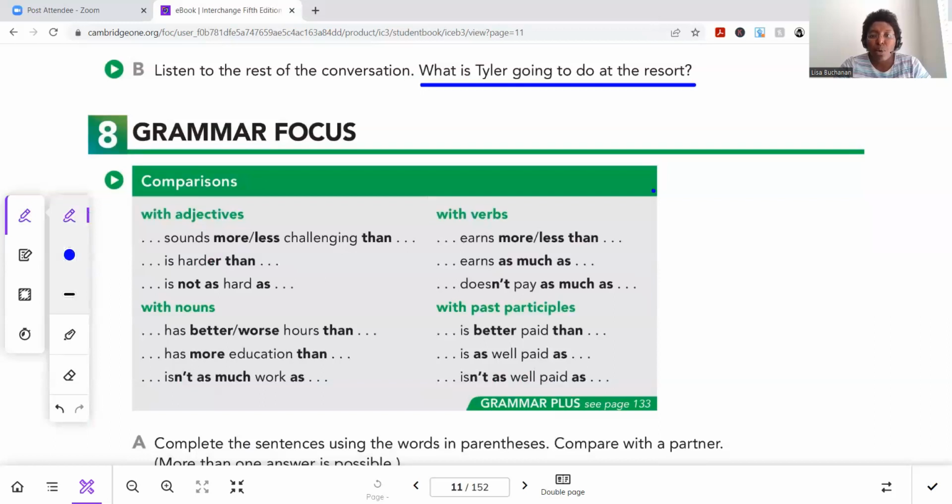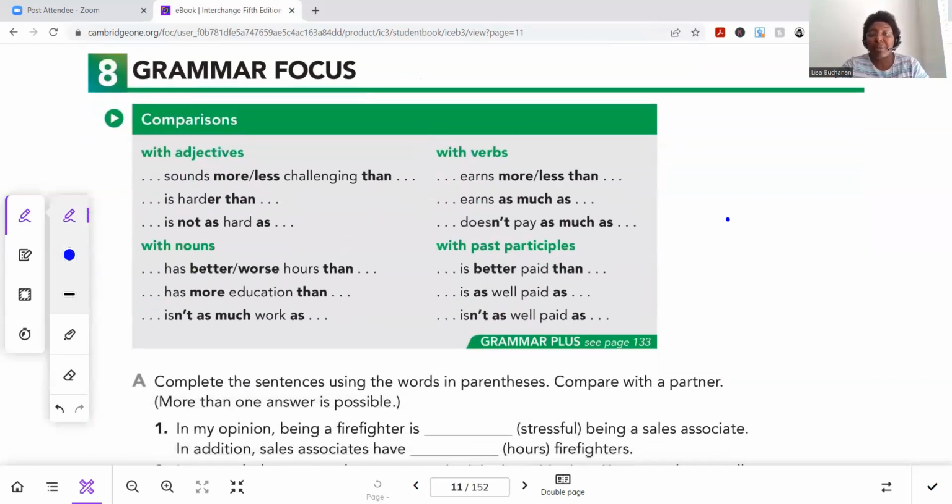Okay, we have a grammar point. This is a good way to compare. You might need to compare your previous job with the current job, or maybe you're weighing two options and you're not sure, or any kind of comparison. How do you do that? So with adjectives, you're going to use more or less than. So it sounds more challenging than. So again, you're comparing two things. And remember, it is a than with an A, not an E.